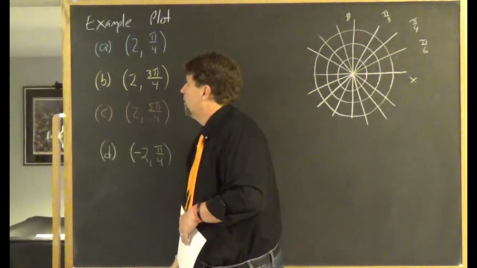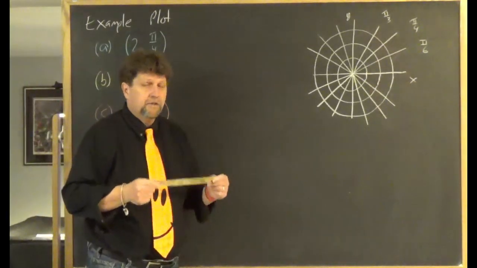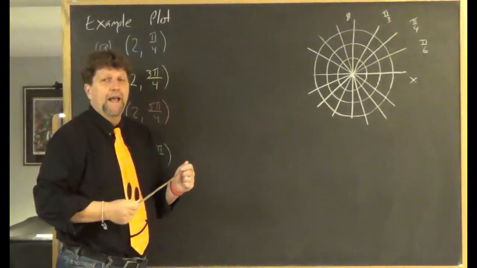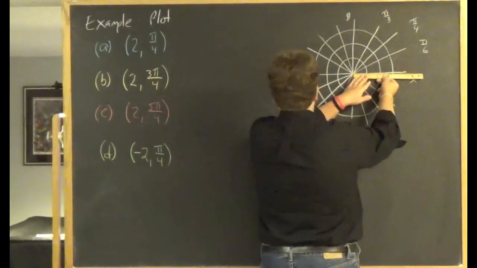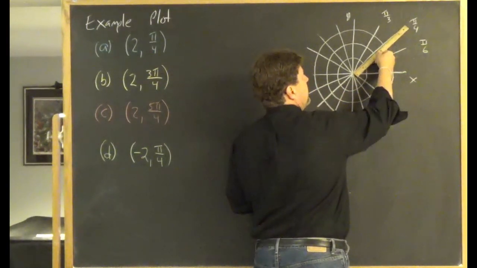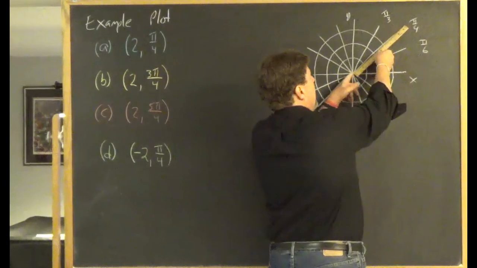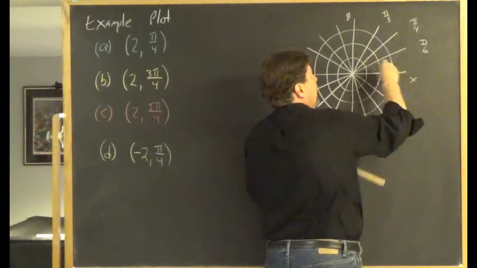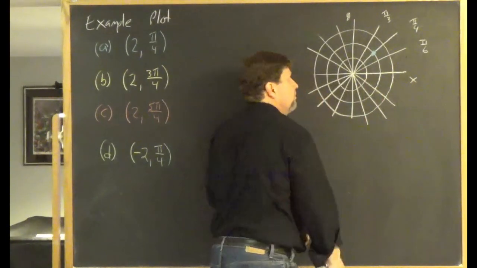So, part A, plot the point (2, pi over 4). So I really want to stress how I want you to start to think of this. Do the directed angle first. So your polar axis gets rotated to pi over 4. So this is its stopping point. R is positive. Since R is positive, I move 2 units away from the pole along the polar axis. And that is the point (2, pi over 4).